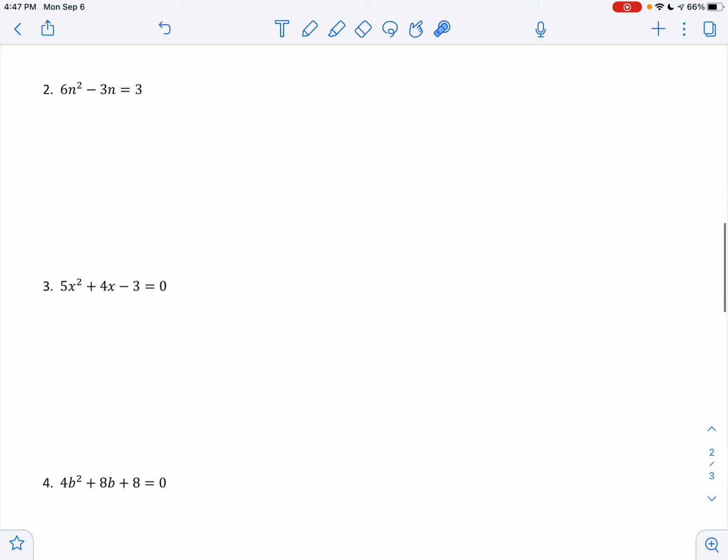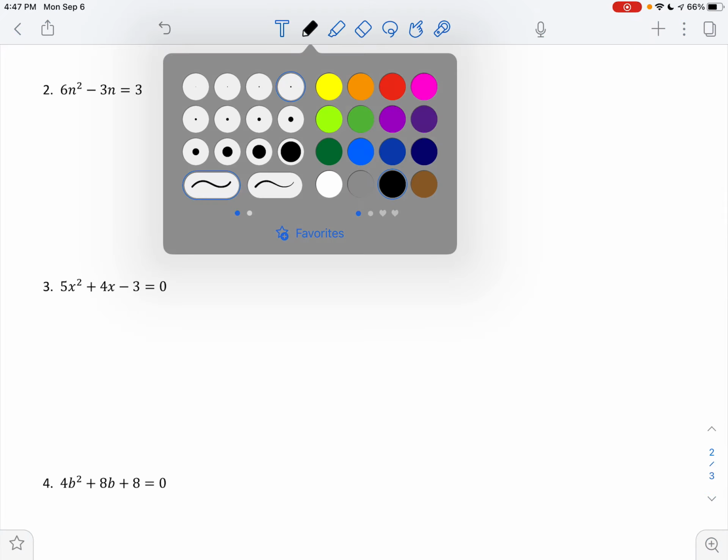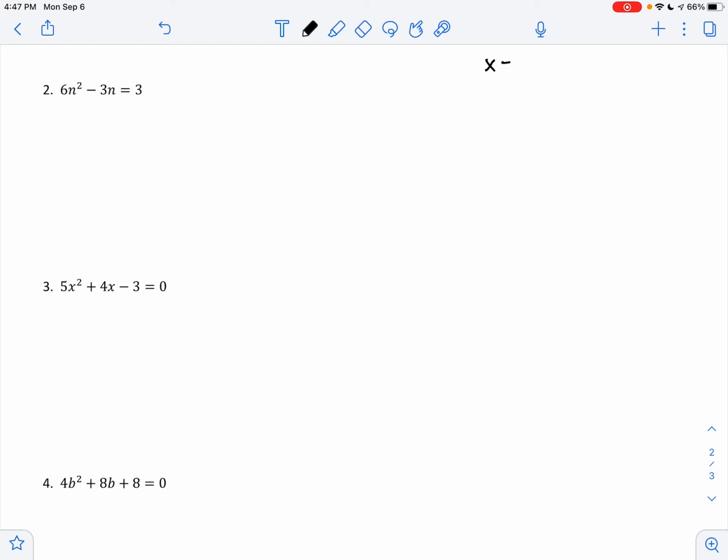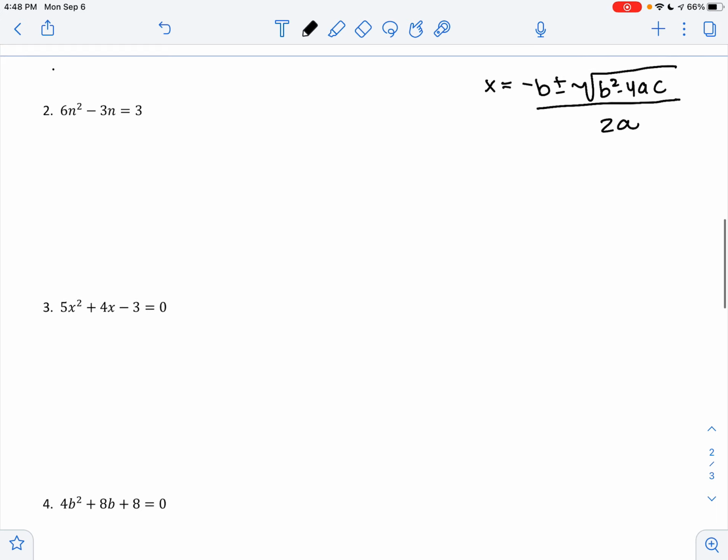Again, we're using the quadratic formula to solve. That quadratic formula is x equals negative b plus or minus the square root of b squared minus 4ac all over 2a. The first thing you always want to do is make sure your quadratic equation is written in standard form. Example 2 is not written in standard form. Remember that standard form is ax squared plus bx plus c equals 0. This equation does not equal 0.